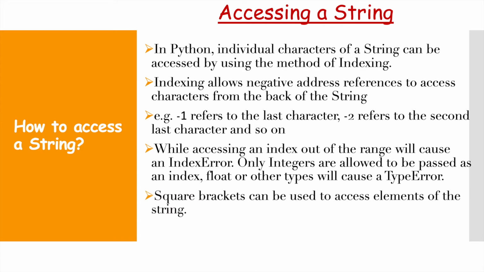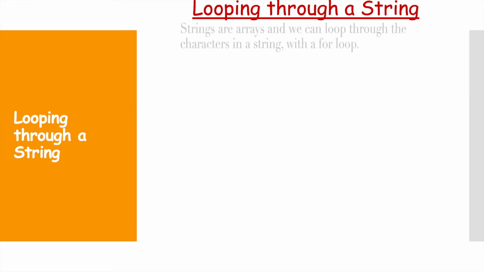Square brackets can be used to access the elements of the string. Here, for example, a is a string variable with the value hello world. If you pass the index number 1, it is going to print the element in the first position. I told you index starts from 0, so H is present in the 0th position and E is at the first position. So when you print a and in the square brackets you pass the index value as 1, it is going to print E.